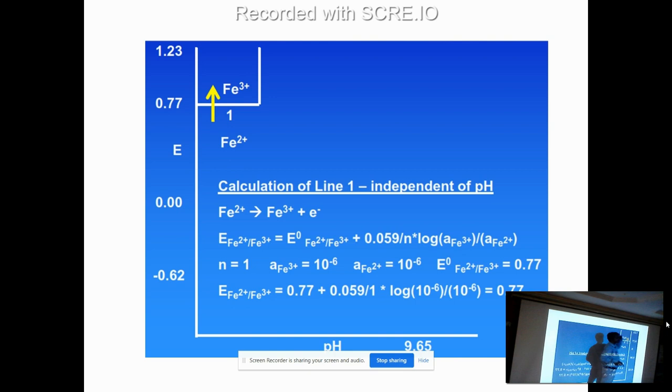So what is line 1? It is independent of pH. Why independent of pH? Because it's a horizontal line. Horizontal lines are pH independent. Because even though I change pH from here to here, the value of potential is constant. So it is pH independent, it's not influencing. So horizontal line 1 is independent of pH.